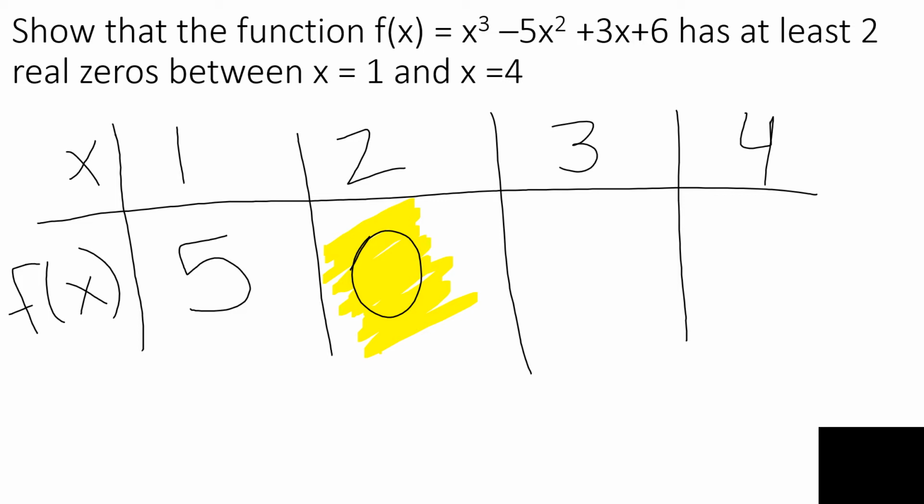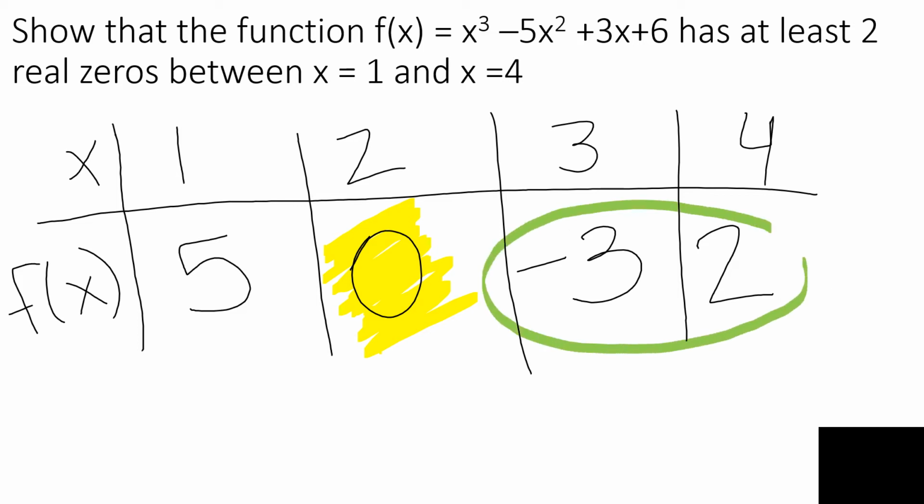At x equals 3, we have a -3. We don't consider this a sign change between x equals 2 and x equals 3 because a 0 doesn't really have a sign, so there wasn't a sign change. And then at x is 4, f of x is 2. We do have a sign change between these two. We went from -3 to +2.